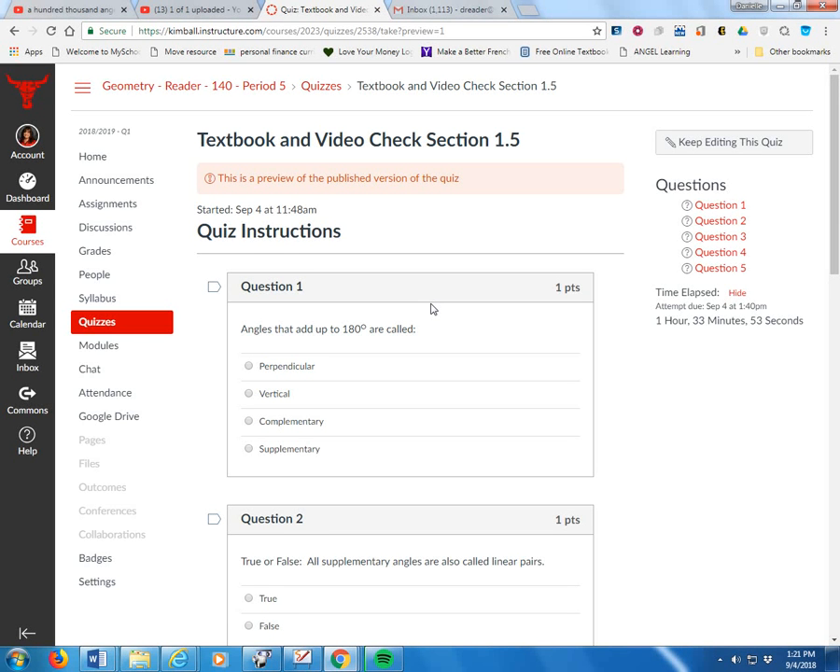Okay, so when we look at the first question, angles that add up to 180 degrees are called what kind of angles? Supplementary. What are complementary angles? 90 degrees. Okay, perpendicular angles? A perpendicular angle is equal to four adjacent perpendicular angles would equal 360, but one angle is a 90 degree perpendicular. Vertical angles, what are those? They're equal, but how do you create them?